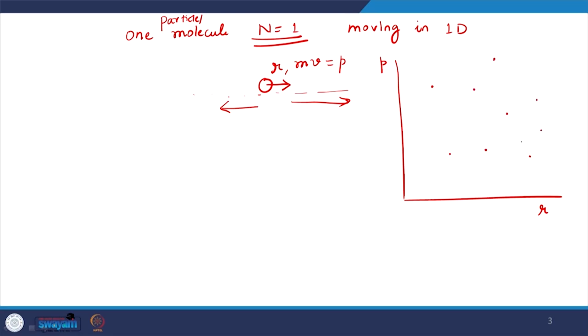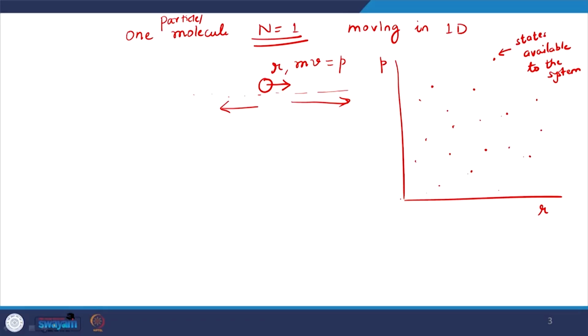Each of these points refers to a state available to the system. And although I have drawn only a few points, the point is that I can pretty much put any point anywhere on this plot, and that will be a valid state of the system, because momentum can take any value and position can take any value, right.